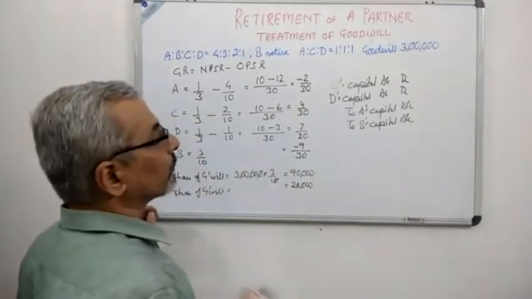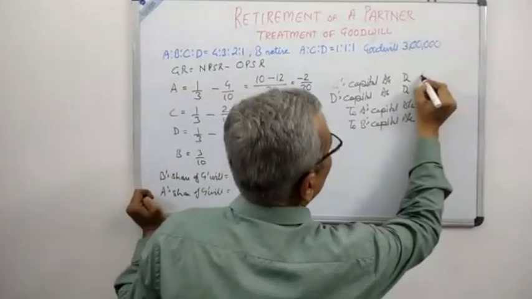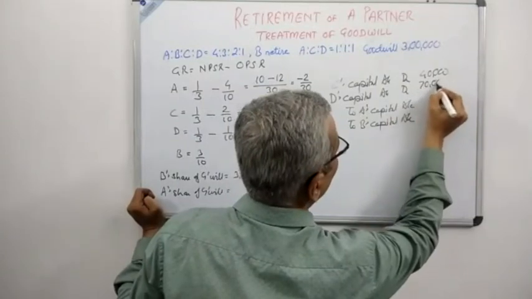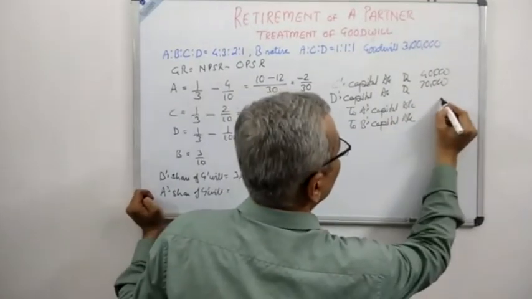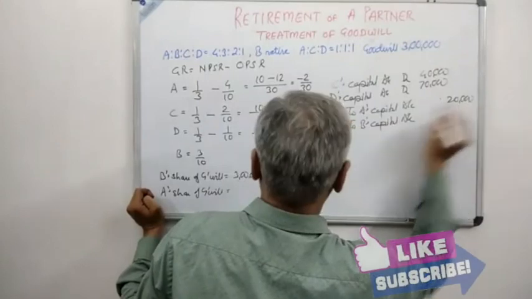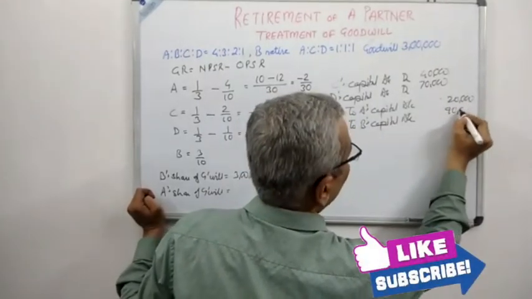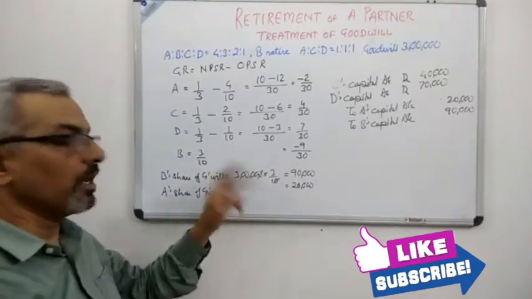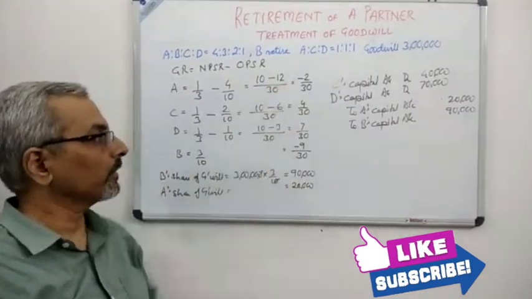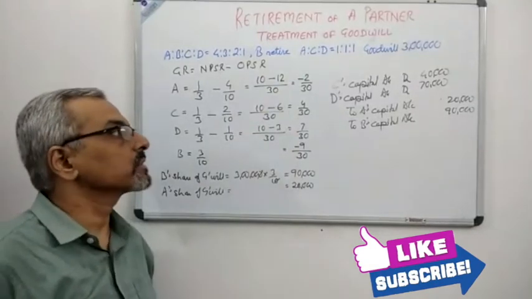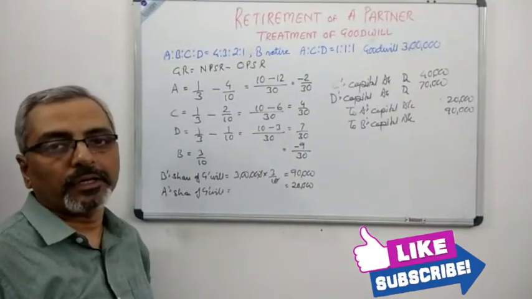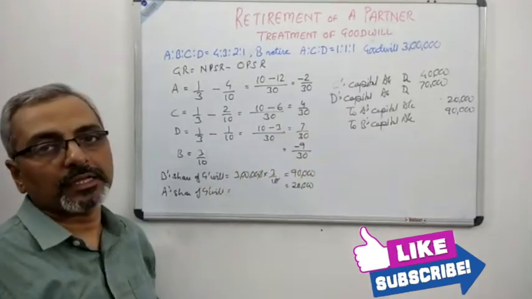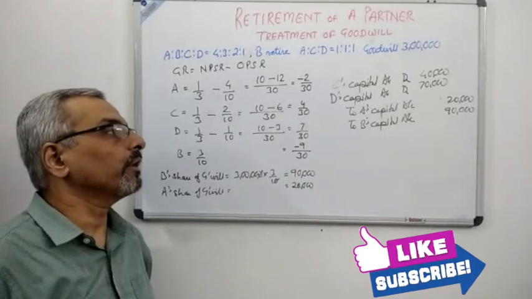And we have calculated the figures very carefully. 40,000 for C, 70,000 for D, 20,000 for A, and 90,000 for B, because B is the retiring partner and we have calculated B's share first. On the basis of B's share, we have calculated the share of all the other partners. Please concentrate over here. C and D are the gaining partners, and on retirement, not only B but A also is getting a benefit of the goodwill from the gaining partners.